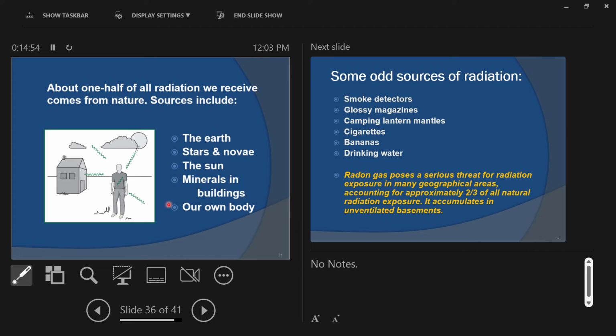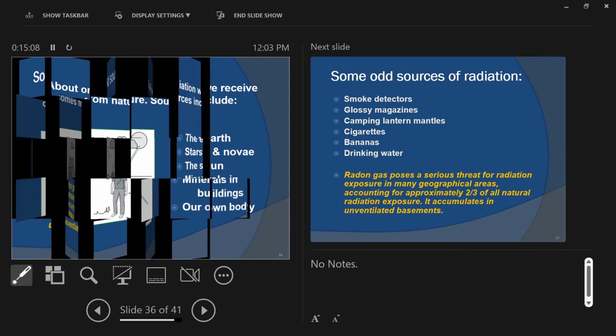Minerals in our buildings, our own body. I told you a number of something like 5,000 times per second. There's a decay event like that. We can't measure it because it's being absorbed by the other parts of your body, but on average, that should be the content of our bodies.